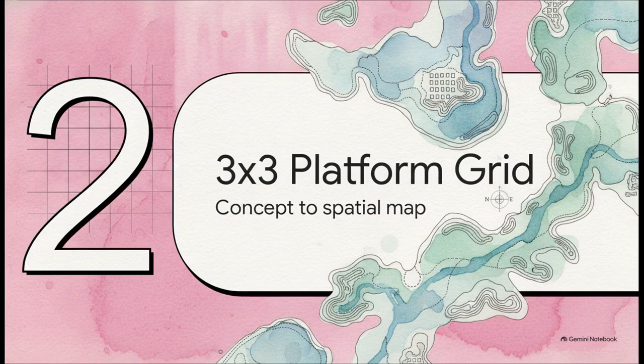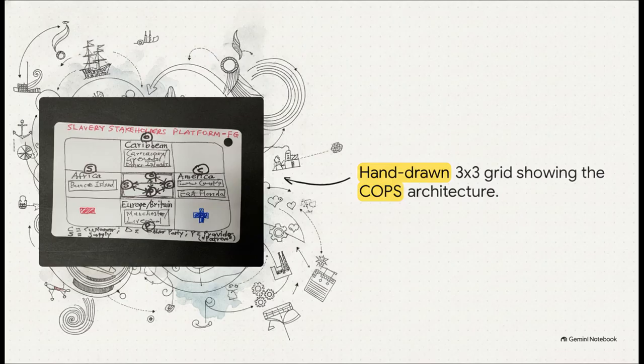Let's look at section 2, the 3x3 platform grid. We're taking this from a concept to an actual spatial map. Let's think about the geography of this grid. It's actually amazing that a massive global system can start as just a 3x3 grid scribbled on an index card. It totally proves that mapping a network is as approachable as doodling notes in class.